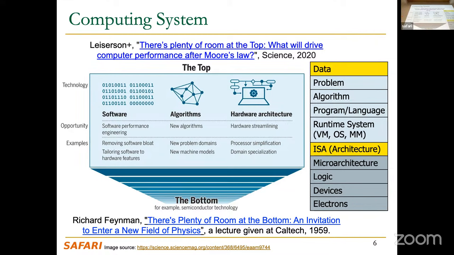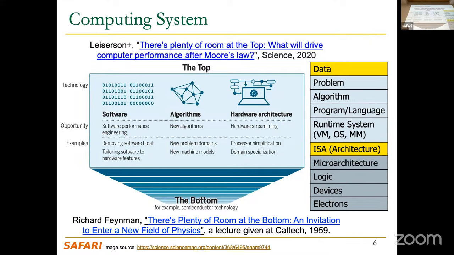And that's what inspired this more recent paper in Science Journal in 2020. There is also plenty of room at the top, as you can see. And what this newer paper advocates for is that we also put an effort on the higher levels of the hierarchy, including the software, the algorithms, and the hardware architecture. So observe how we really need to understand the entire stack that you see again there on the right-hand side. We need to understand it and try to optimize as much as possible everywhere.